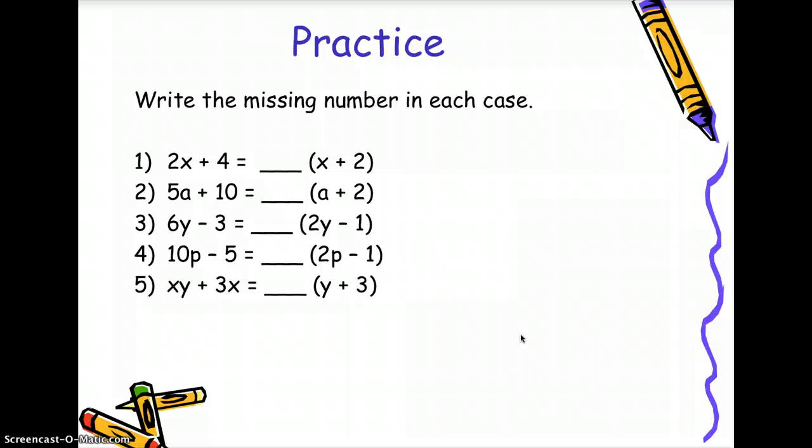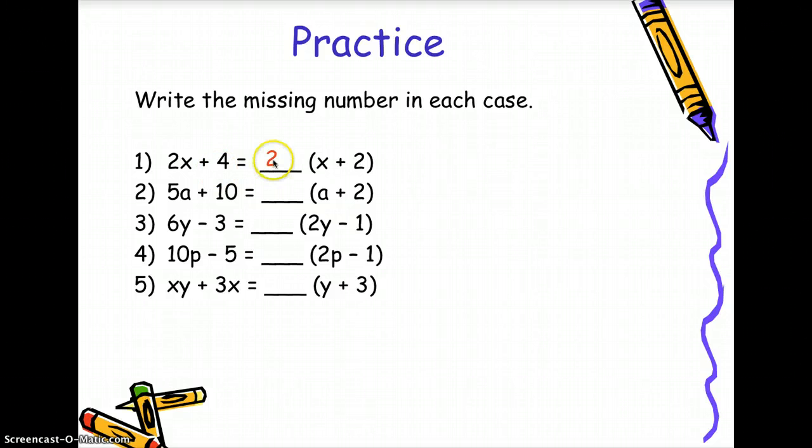Now, at this point, I would like you to get your notebook, or you can open a Google Doc, or a Word document that you can share with me later on at the end of the session of your virtual school. On this part, write the missing number in each case. You are just filling in the highest common factor. What factor are we missing here to get 2x plus 4? So, what is the highest common factor of 2x and 4?